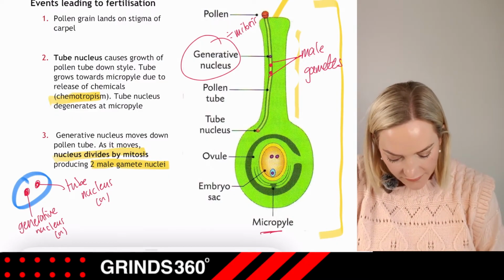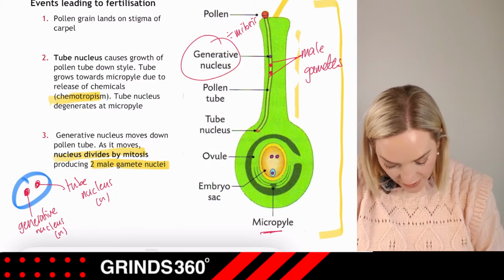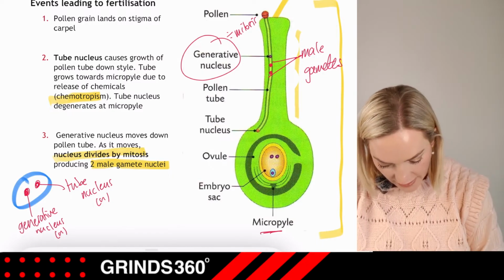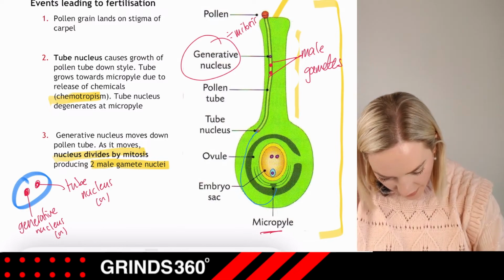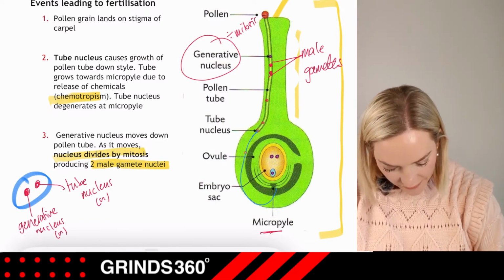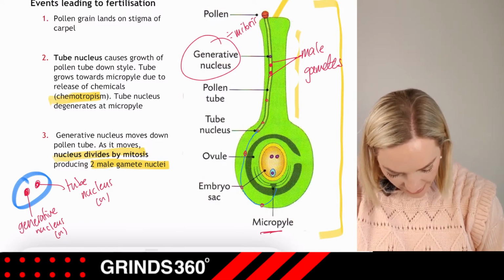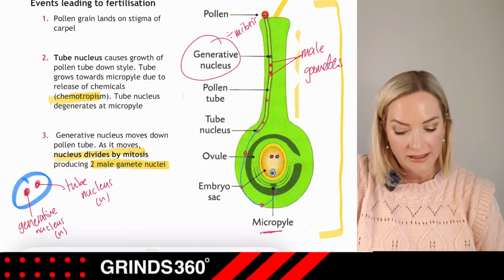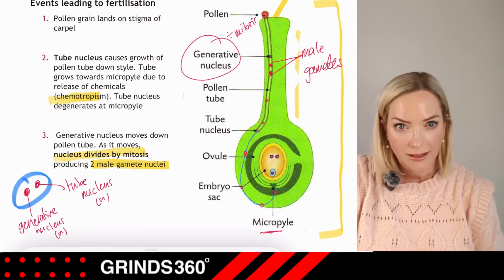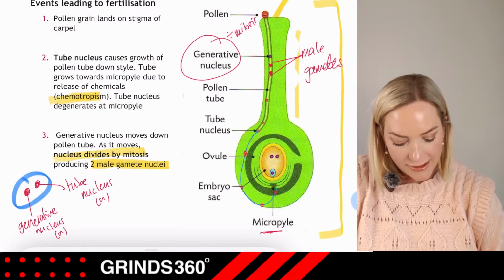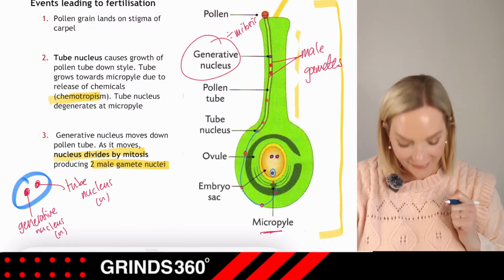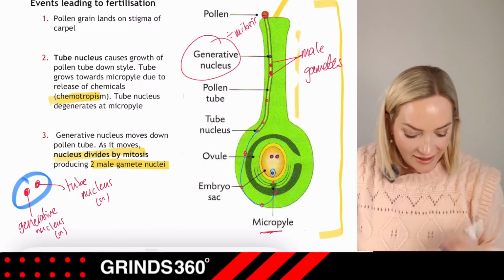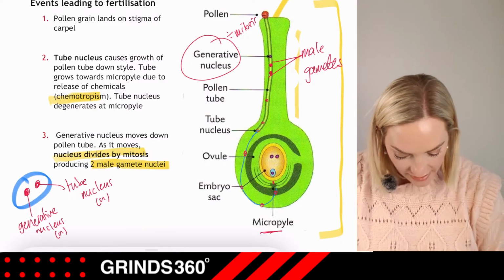So if our tube nucleus, I'm going to do blue here, has formed this tube down here, now my 2 male gametes can travel down here. Your tube nucleus is kind of like a wingman. It's bringing the gametes, and it's going, okay, I'm gone now, see you, the rest is up to you. Right, so in come our 2 male gametes.